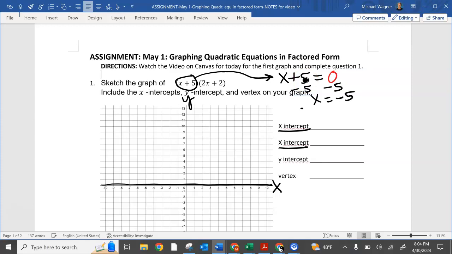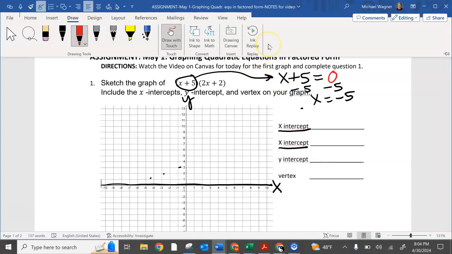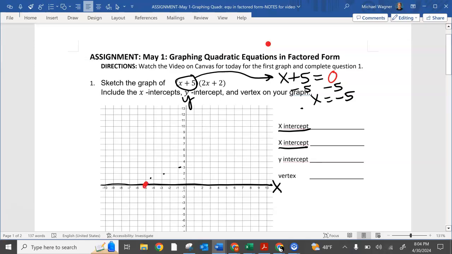I come up, bring it down here. -5 right there, right? Oops, let me do that in red. That's going to be right here, the x-intercept, -5. Also, it's going to be -5 and 0. That's the first one.